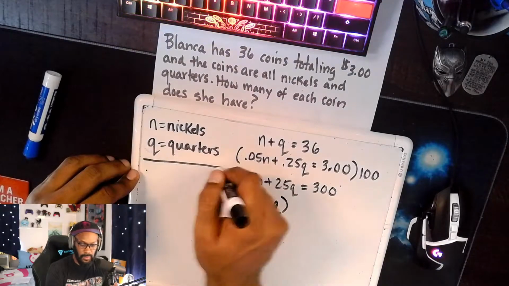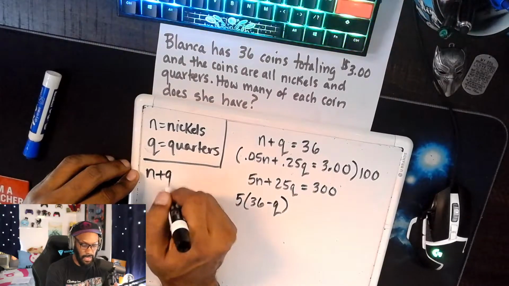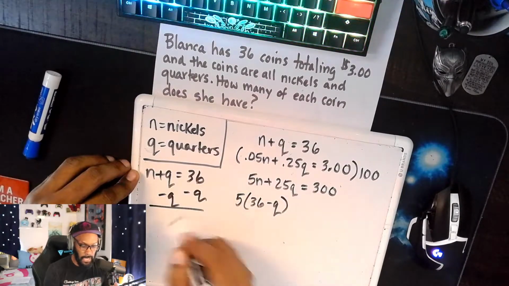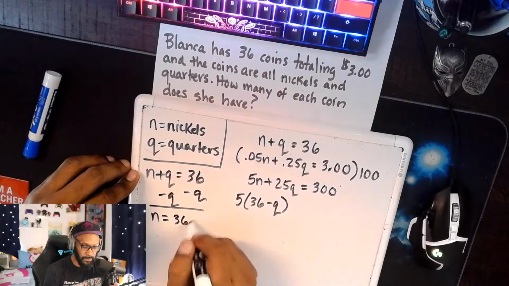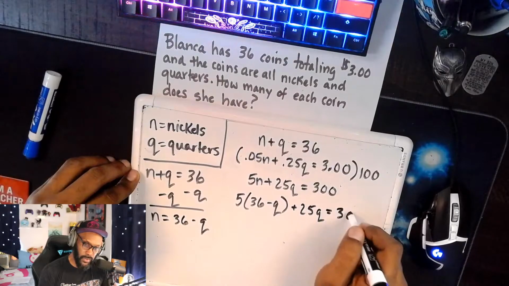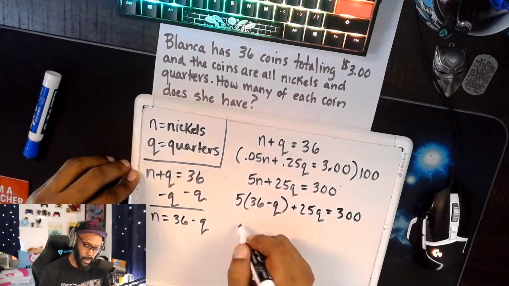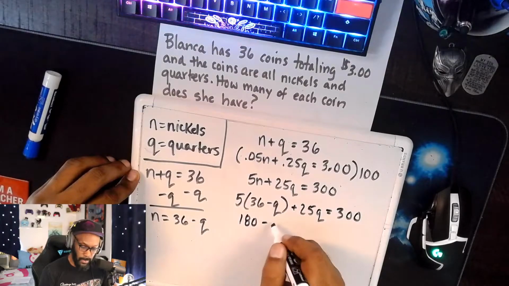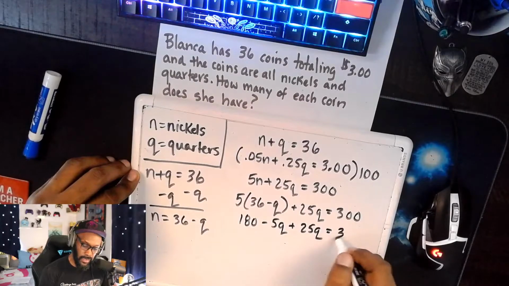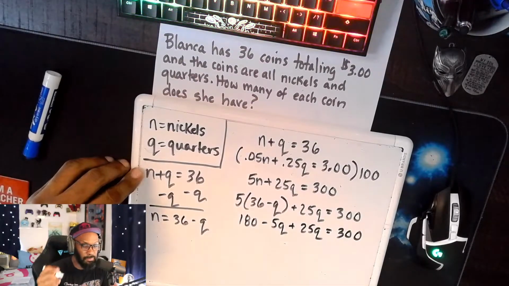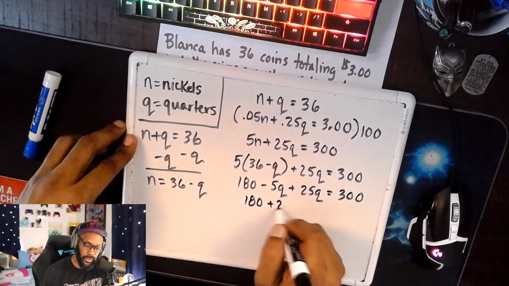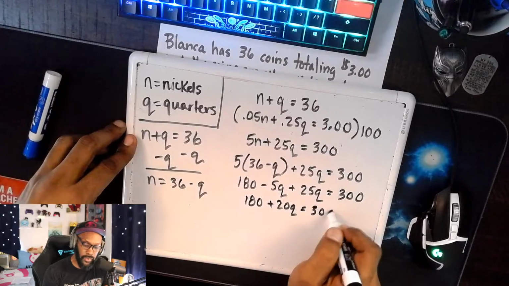Remember, I'm going to write it over here so we can have it, in case you look back at this and wonder where he got this from. I got you, I promise. Plus 25q equals 300. 180 minus 5q plus 25q equals 300. Keep combining them terms, y'all. Let's go, friends. 180 plus 20q equals 300.